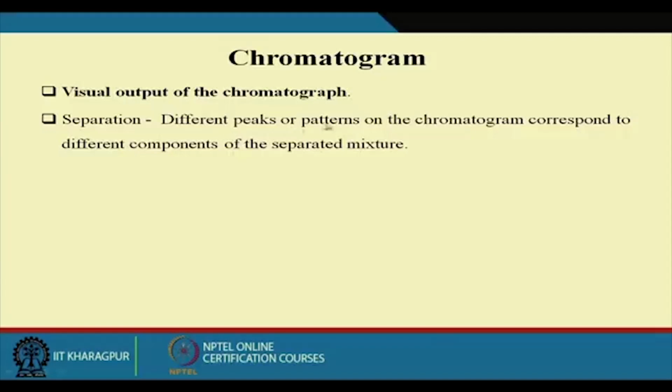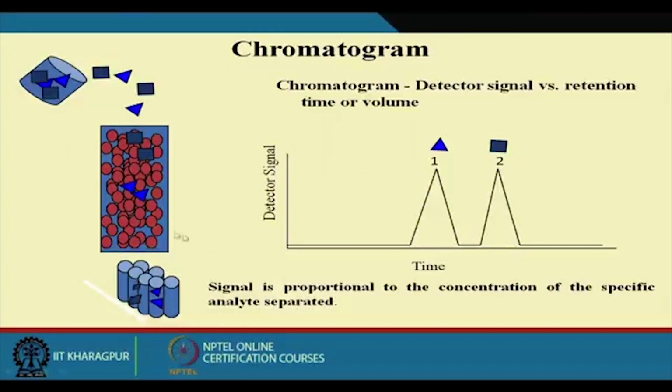The different peaks and pattern of the chromatogram correspond to the different components of the separated mixture. Now as I told you, here the picture is very clear. Suppose this is a mixture of two particles, and you can see that the configuration of the two particles is different. One is triangular and another is square. So when it passes through the column, one is separated from the other, and you will get different peaks, because first the triangle might come and second the square comes. So you have two retention times. Two components have two retention times.